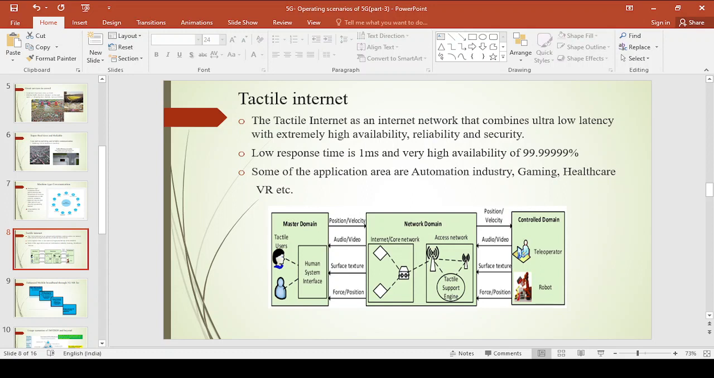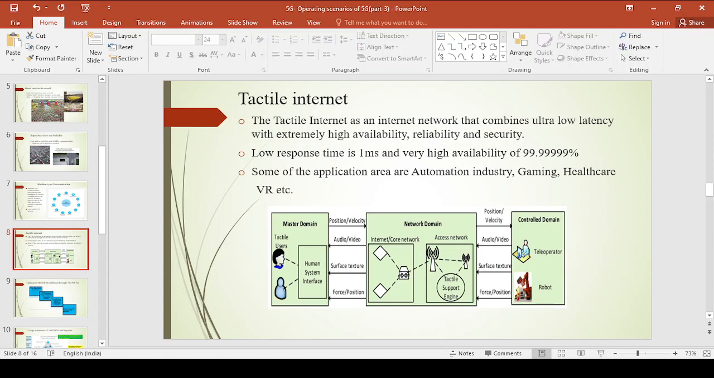Now some of the application areas of tactile internet include automation industry, gaming, healthcare, virtual reality, etc. These are the places where we can use tactile internet. Now this includes three modules: master domain. Under master domain, those who want to access the tactile internet are included under tactile users. Under master domain, tactile users will be there. That means the users who want to get access to the tactile internet.